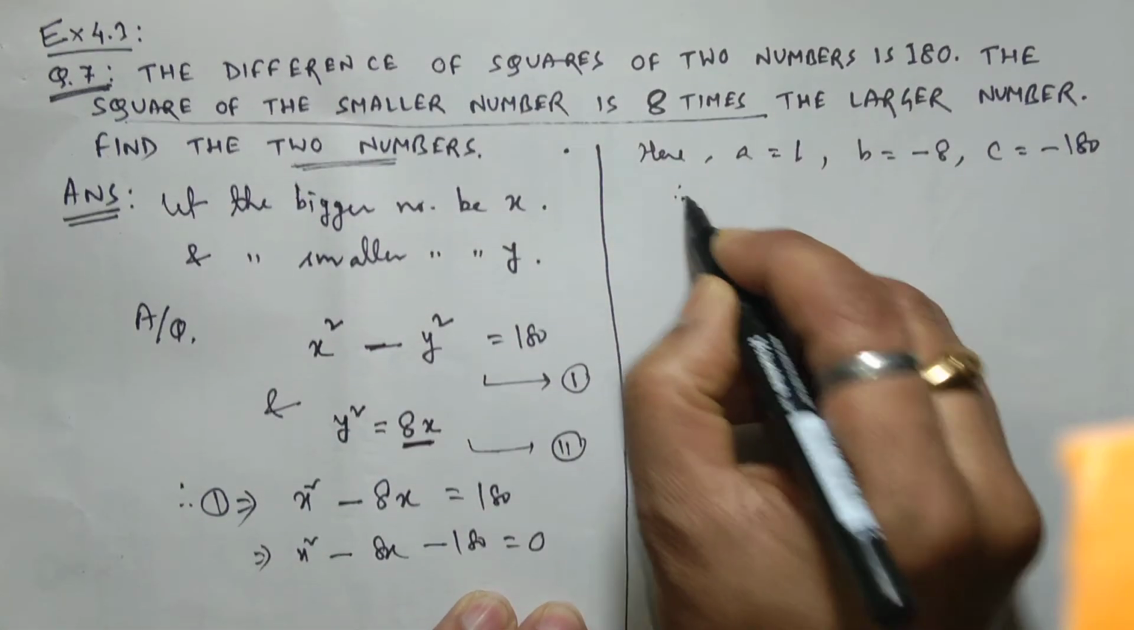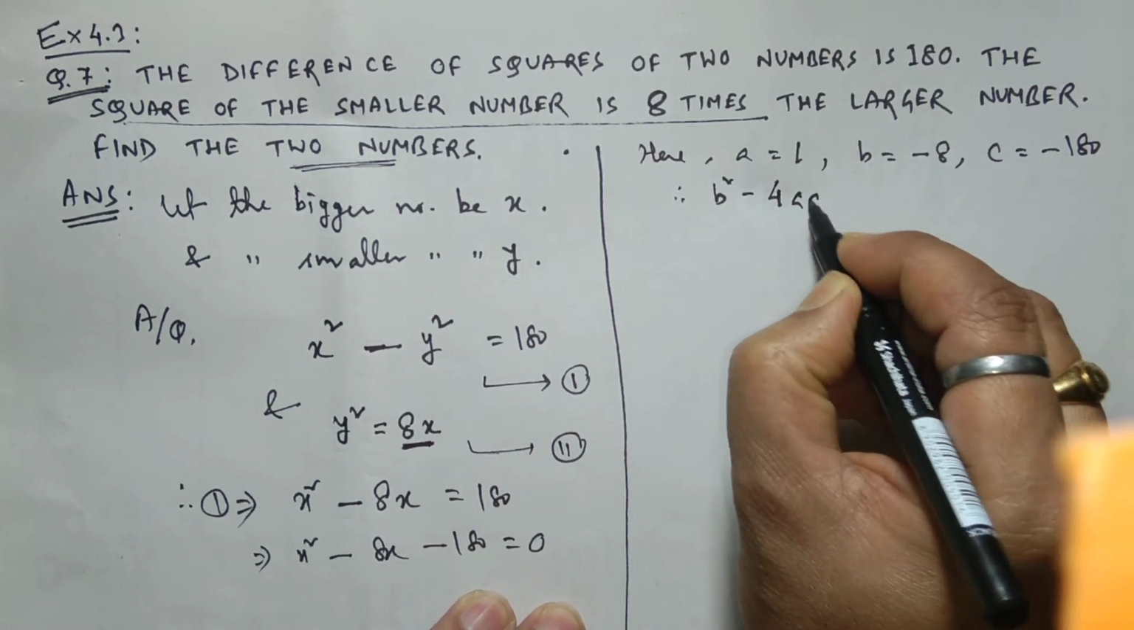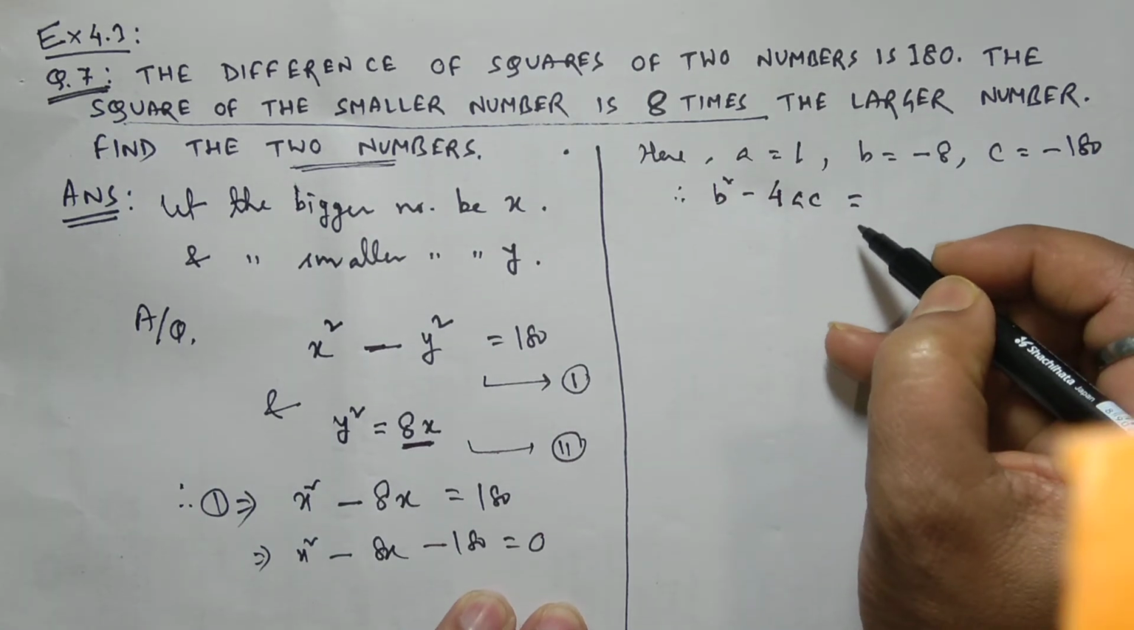Now before we start finding x, let us first of all find the discriminant. D equal to b square minus 4ac. Put it here.